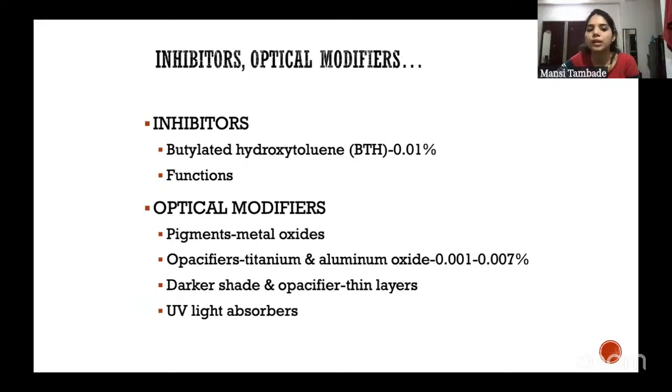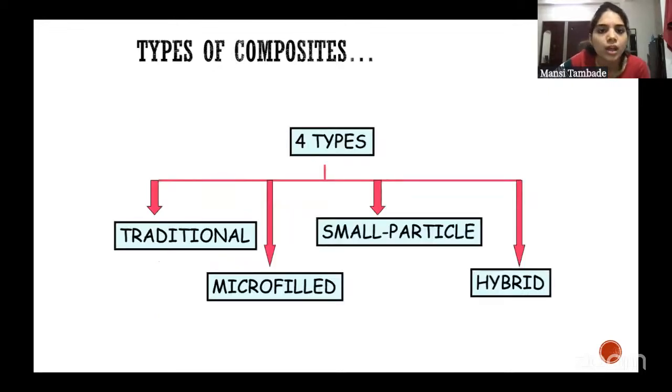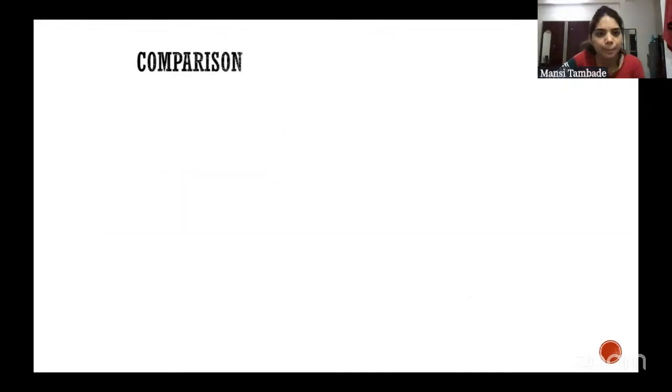See, with optical modifiers, different shades of composites are available. In the population of India alone, we have different types of shades. Not everyone has the same shade. So the amount of optical modifiers in different shades is different. That's why this gives a color to the composite material. Then the types of composites basically are traditional, microfill, small particle, and hybrid.